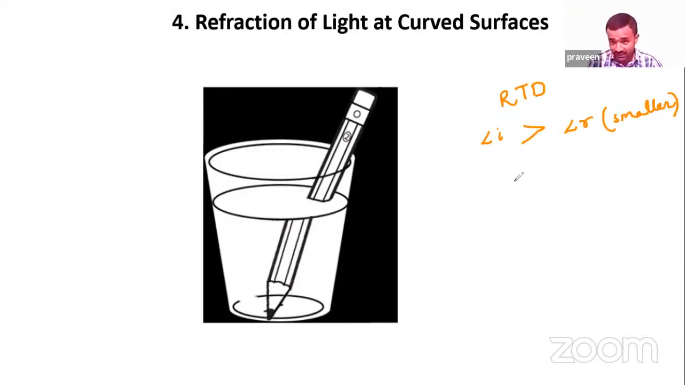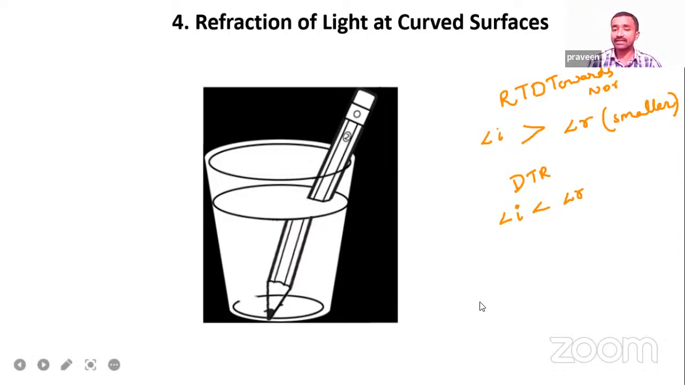So the angle is smaller in the denser medium compared to the angle of incidence. Suppose it is from denser to rarer. What happens? The angle of incidence will be smaller compared with the angle of refraction. So these we observed. I gave you one code, RTDT: rarer to denser, towards the normal.